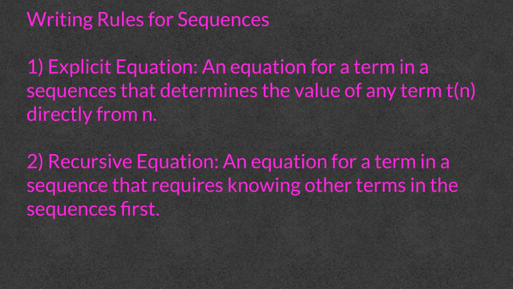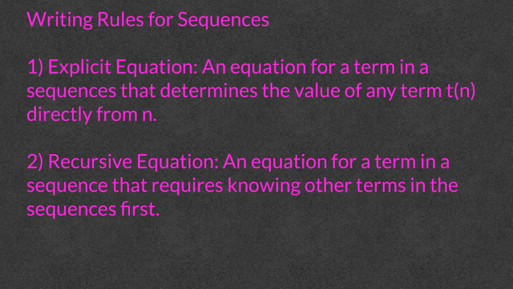The topic of this video is writing rules for sequences. There are two different ways to write a rule for a sequence. You can use an explicit equation, which is an equation for a term in a sequence that determines the value of any term directly from n.